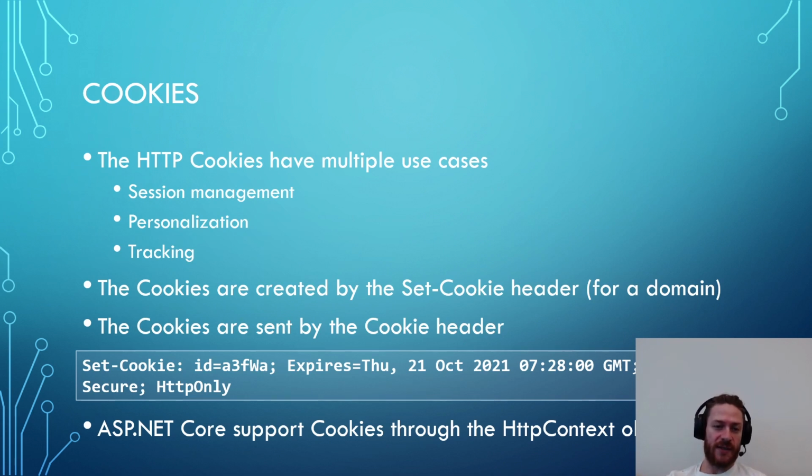Then we have cookies. Cookies have multiple use cases and most developers are familiar with cookies. With cookies, you can do session management, you can do personalization, you can do tracking. For example, Google Analytics and Google AdWords have tracking cookies. You can personalize the website. For example, if you choose a black version of the website, this may be stored in a cookie. When you log in as a user, there may be a cookie to store the session.